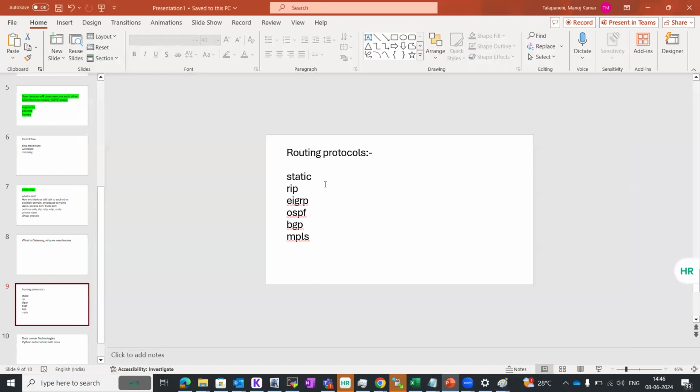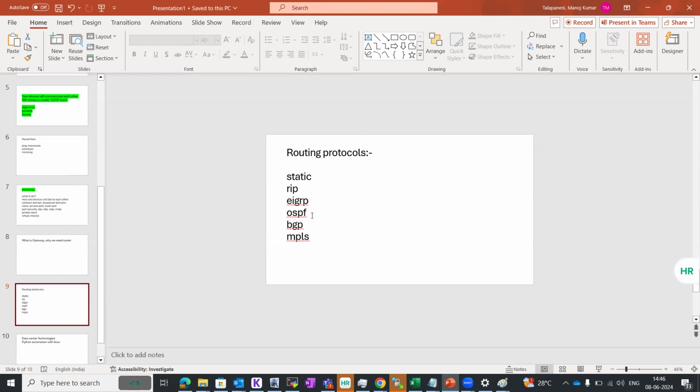Likewise, we have various routing protocols. RIP is the Routing Information Protocol. This is a very old routing protocol which you will use in very small enterprises. And EIGRP, Enhanced Interior Gateway Routing Protocol, is a Cisco proprietary protocol. Now it has become an open standard, where earlier it was Cisco proprietary, now it is not. This is somewhat advanced, and currently this is the main protocol Cisco people use.